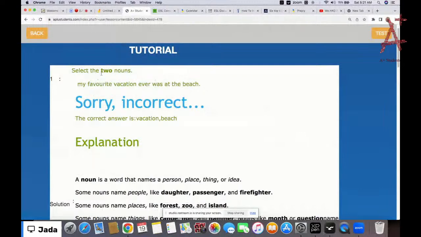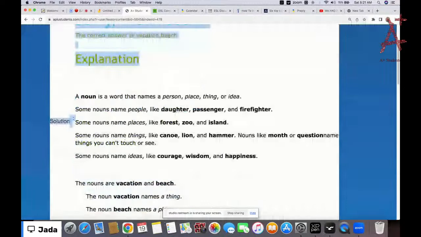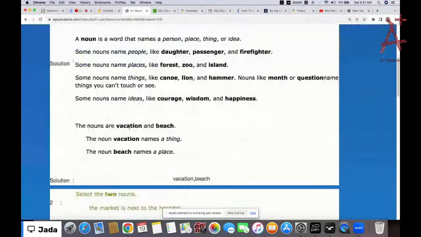It's going to ask us to select the two nouns. My favorite vacation ever was at the beach. So now what are the two nouns in this sentence? First, beach is what? Beach is a place, right? So it's a place that we can go to, and vacation is a thing, right? So the nouns are vacation and beach. Vacation is a thing, and beach is a place.